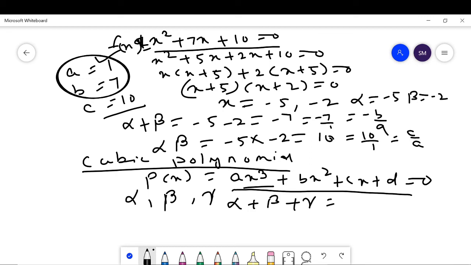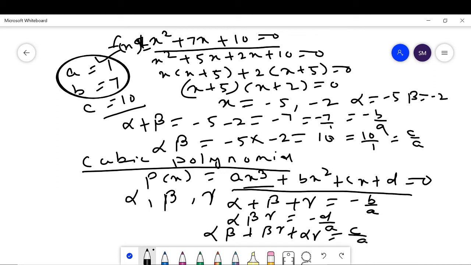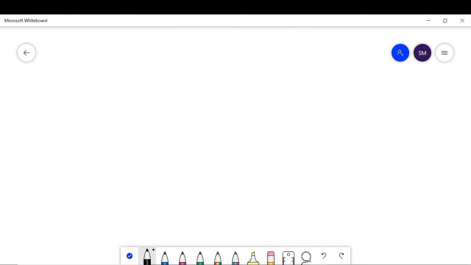Alpha plus beta plus gamma is equal to minus b upon a. Alpha into beta into gamma is equal to minus d upon a. And alpha beta plus beta gamma plus alpha gamma is equal to c upon a. These are the three identities of this relationship between zeros of the cubic polynomial and the coefficients of the polynomial. Let us take an example to verify this.